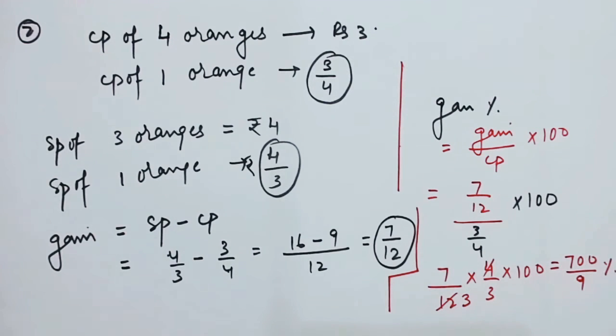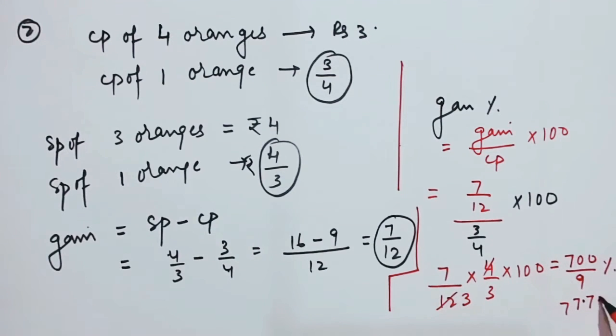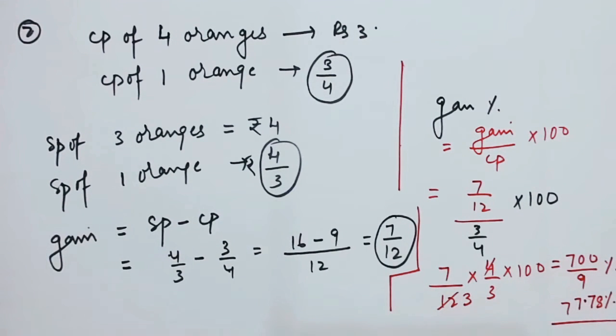Wait. Let me use a simple calculator. See, 700 divided by 9, how much will I get? 77.78%. Simple. You also write it. So this is the gain percent.